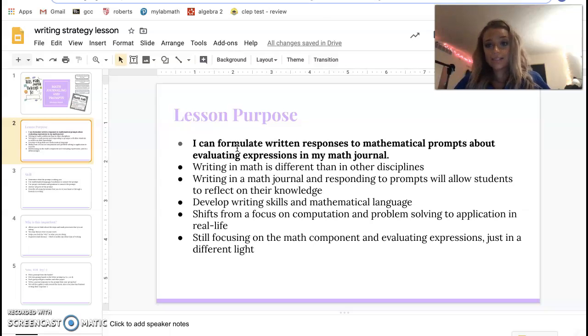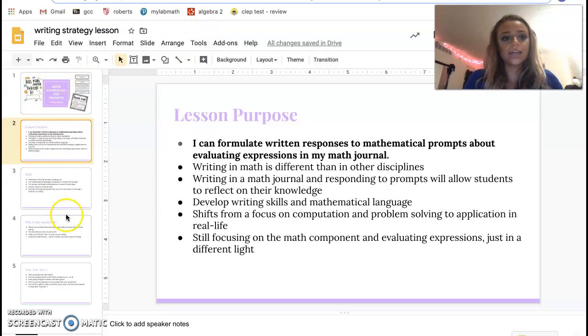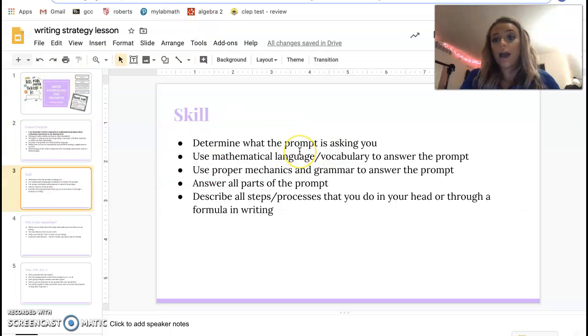And you're still focusing on the math component, but like I said, evaluating expressions is what we're going to be talking about today, just in a different light. You're looking at it in a way of, how do I write what I'm thinking down? Okay, so let's look at the skill part. I am going to model how to answer a prompt about evaluating expressions, but I did want to go over how to actually answer math prompts in a journal before I did that.